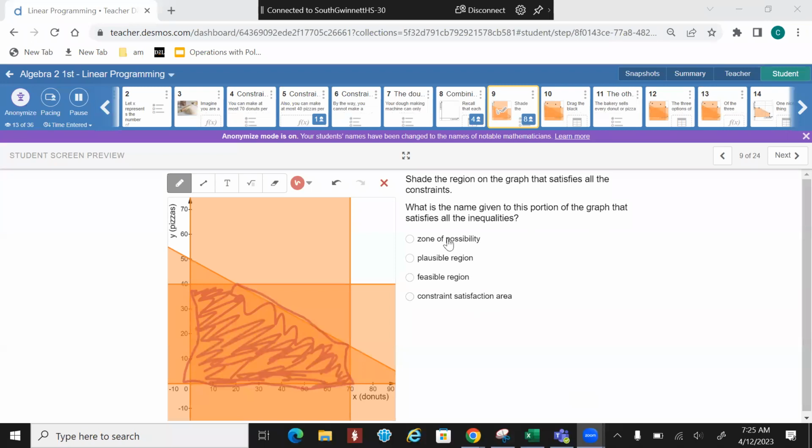All right, so here's some vocabulary. Once you finish shading, this pops up. What is the name given to this portion of the graph that satisfies all the inequalities? Is it zone of possibility, plausible region, feasible region, constraint satisfaction area? These are awesome names. So the words that you're going to see most often are feasible region. Okay, you're going to see that kind of often.